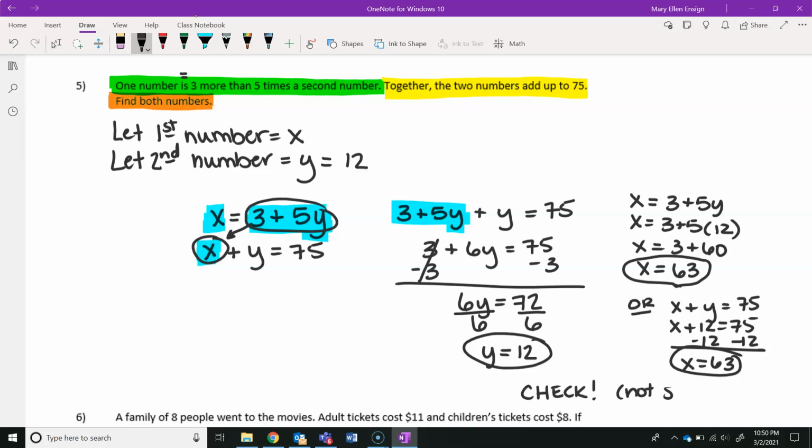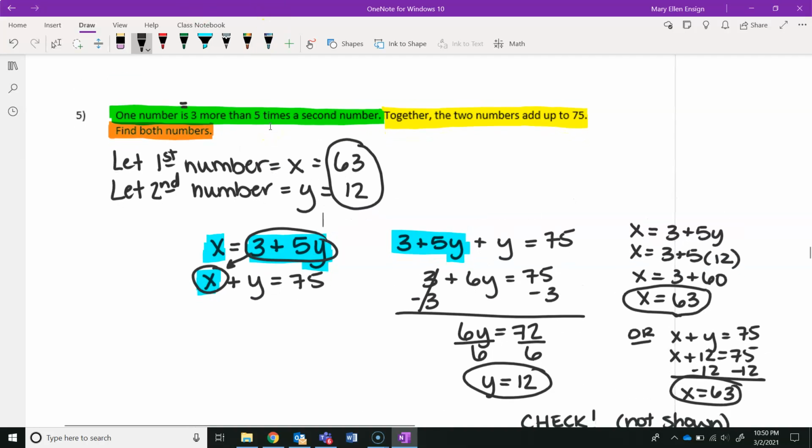And then at the end, you want to check. The check is not shown. The check would look very much like what I have on the right, except I'd plug in for the x once I have it and the y and make sure the two sides are equal. So either way, my x is 63 and my y is 12. All right, so these two that we just did really make us think back to what we did last week. They're called direct translation problems, where I just take some words like this, like one number is 3 more than 5 times a second, and turn it into an equation.